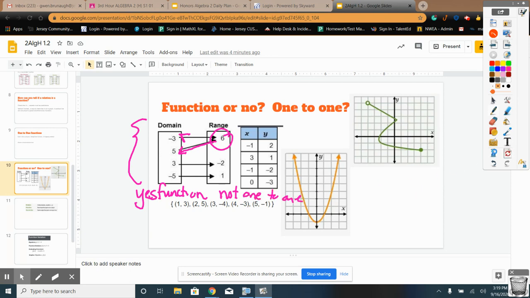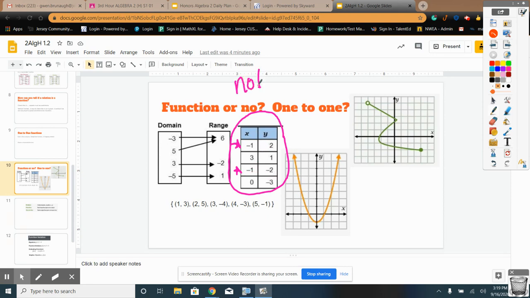There's not a lot of room here. Okay, so let's look at this table here. Let's check the x's. Do any repeat? Oh, yep, these two repeat. So now we check. That one goes with a 2. This one goes with a -2. So that means it's not a function. If it's not a function, it's definitely not a one-to-one function. So it's not a function.